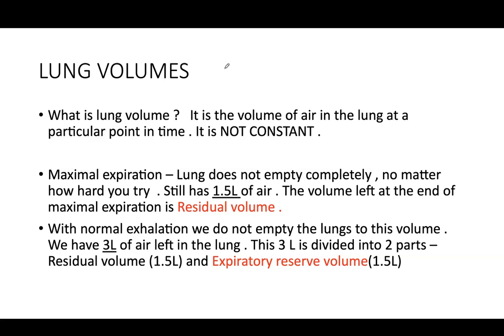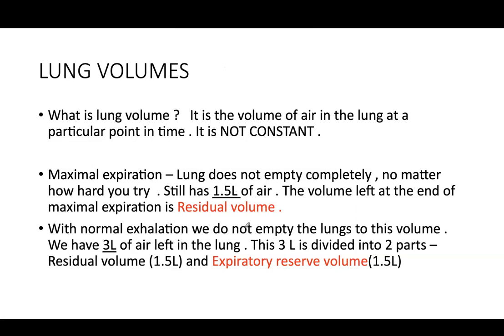And even then, the lung does not empty completely. So even on maximal expiration, the lung does not empty completely, no matter how hard you try. It still has 1.5 liters of air left. And this is called the residual volume. The volume left at the end of maximal expiration is residual volume. And what's maximal expiration again? It's trying to expire as much as you can.